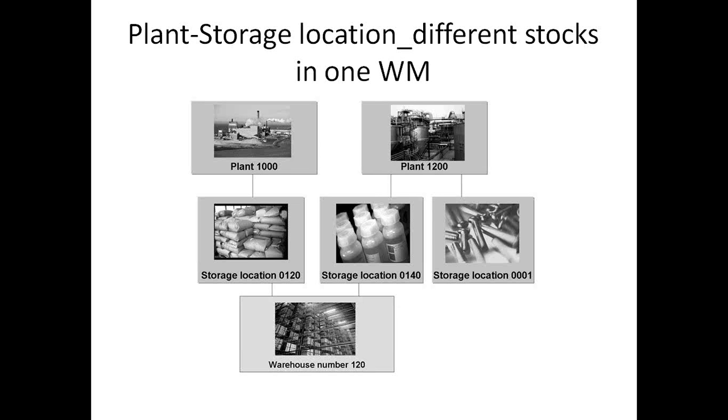So plant 1000 and storage location 0120 cannot be linked to another warehouse number, say another warehouse 130. Yes, exactly. So one storage location can be linked to only one warehouse, not multiple warehouses. One warehouse can have multiple storage locations, but one storage location cannot have multiple warehouses. Okay, let me write it down. It's a good point.